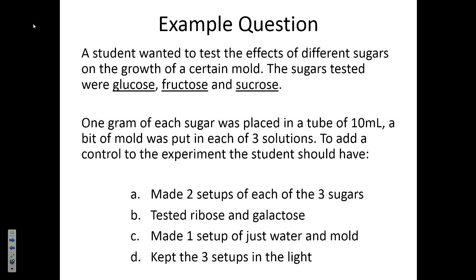We're looking at sugars and we're looking at mold, and we're trying to see the relationship between what's going on. So the only one that really makes sense would be water, because you wouldn't expect that anything would happen. So this would be a good control. The relationship between the water and the mold would stay the same. So to answer this question, you have to understand what a control is.